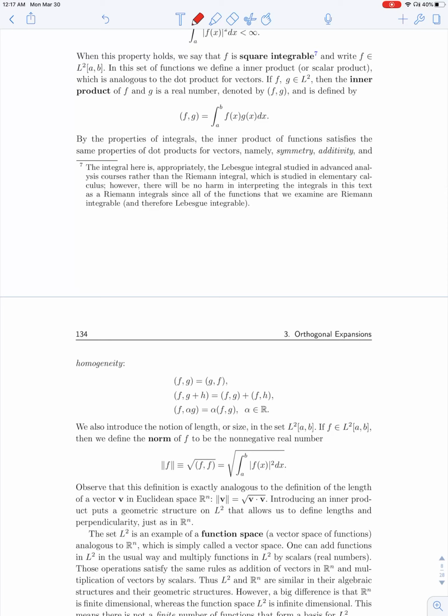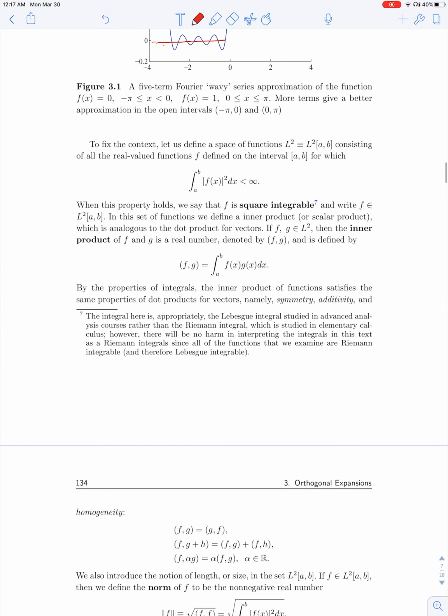Okay, so now we have to look at the norm. In order to get the abstract theory of Fourier series, we actually need to introduce a function space, which we call L2 of a, b. It is all the integrable functions that are square integrable.